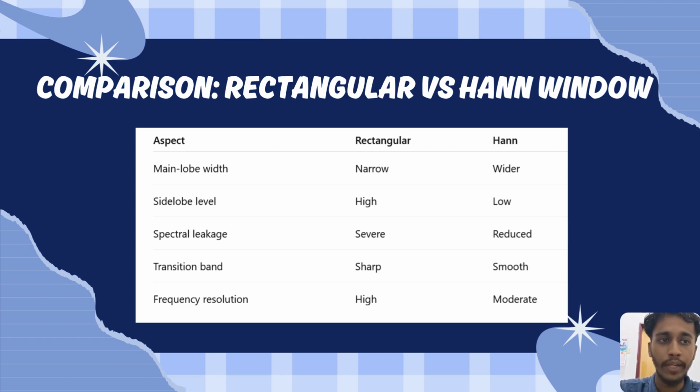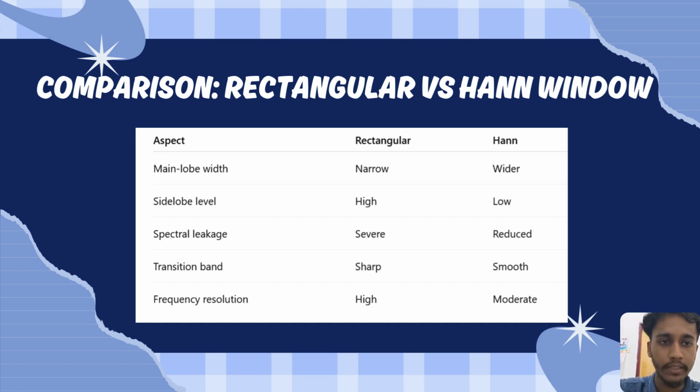Now that we have seen both filters in action, let's look at the comparison table to really understand the trade-offs. When we talk about the main lobe width, the rectangular window is narrow, while the Hann is wider. In simple words, the rectangular window has a sharper, more focused cutoff, but the Hann window is a little bit fuzzier at the transition point.